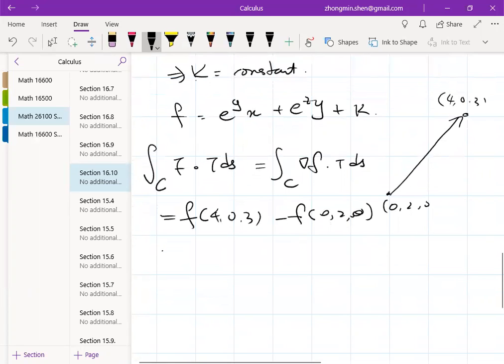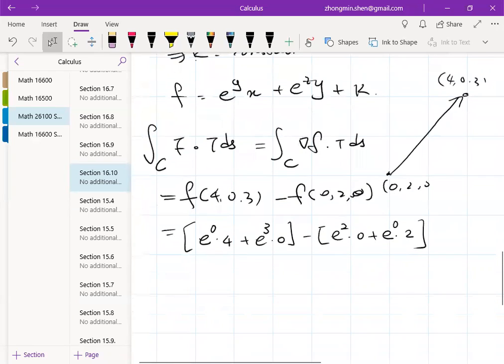So then you just evaluate. For 4, 0, 3, when y is 0, the first term is 4 times e to the 0, be careful, plus z is 3 and y is 0. Minus, for 0, 2, 0, when x is 0, it's 0 plus 2 times e to the 0, y is 2. Be careful about this number. So the first term is 4, the second term is 2, so the answer is 2.